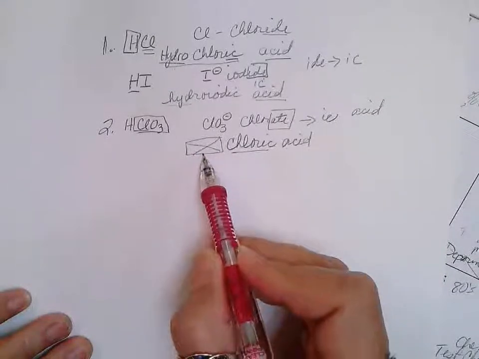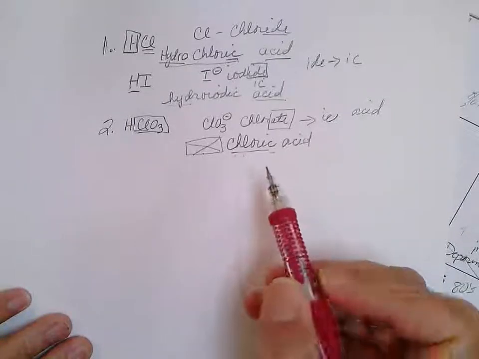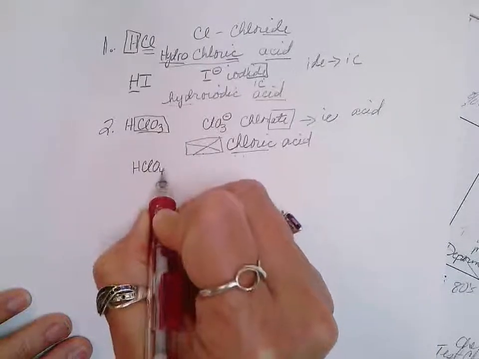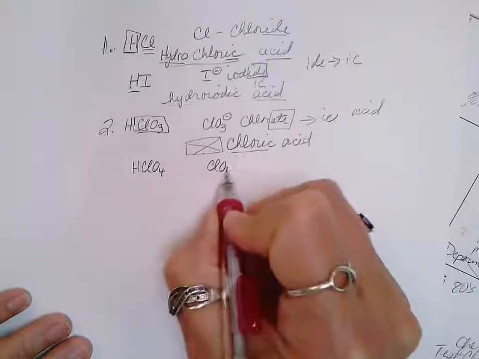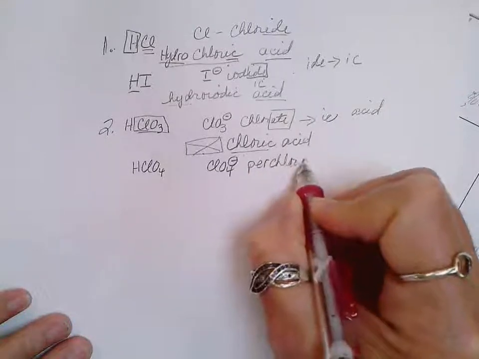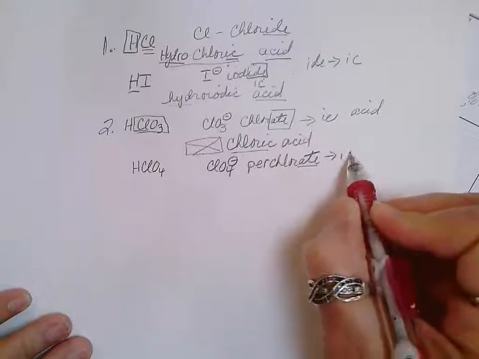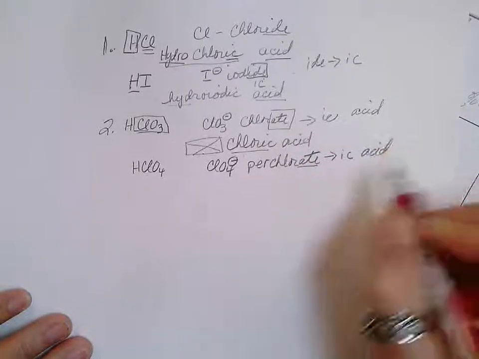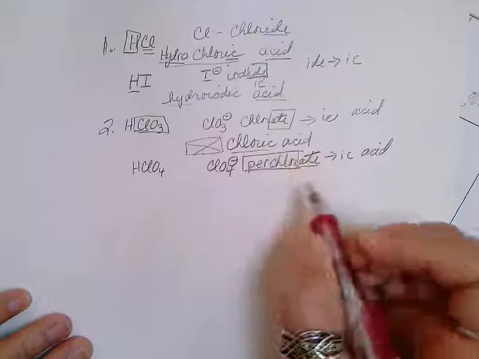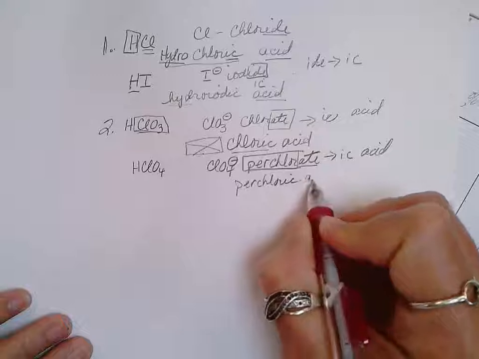And that indicates that it's not just hydrogen and a halogen, or hydrogen and some other nonmetal. If I have something like HClO4, that anion is called perchlorate. So again, this ATE will change to IC, and I'll add the word acid. But I am going to keep this whole stem, the whole thing. So this will be perchloric acid.